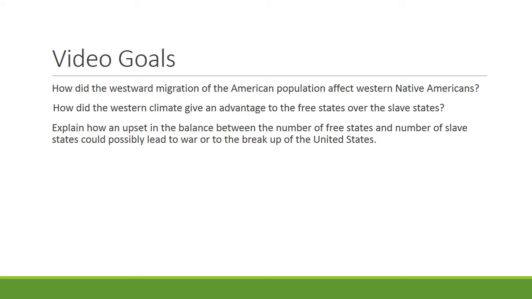How did western migration affect the Native American population? How did the Western climate give an advantage to free states over slave states? And how could an upset in the balance between the number of free states and the number of slave states possibly lead to war or to the breakup of the United States?